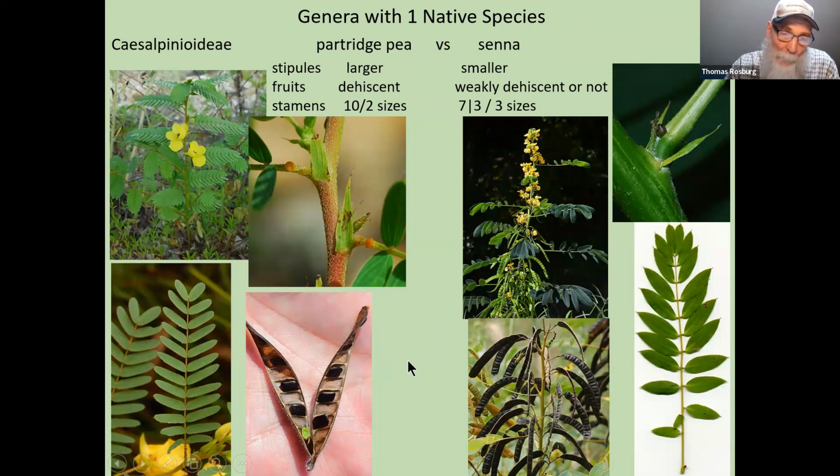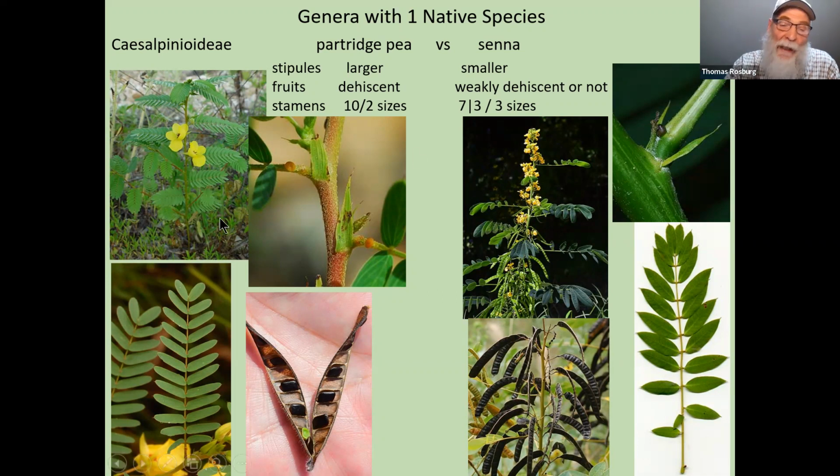The fruits. Okay, so here's a fruit. This is a legume because it is dehiscing on its own. In senna, the fruits are weakly dehiscent at best. And so maybe a legume if you give it enough time, but otherwise, if it doesn't dehisce, then it should be called a pod.